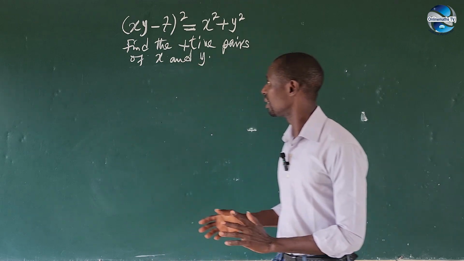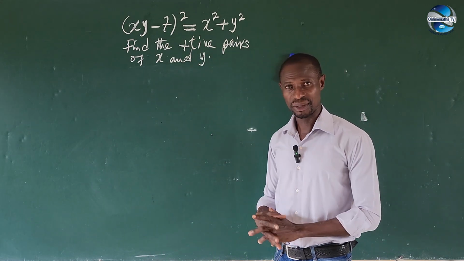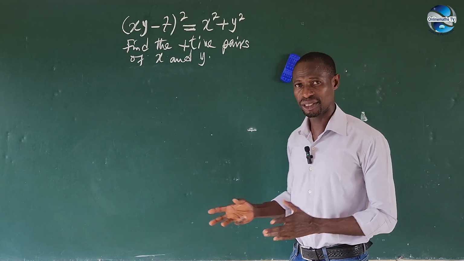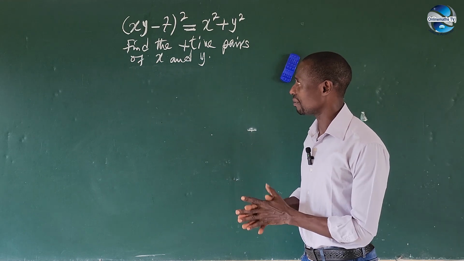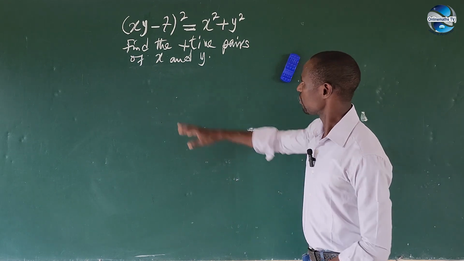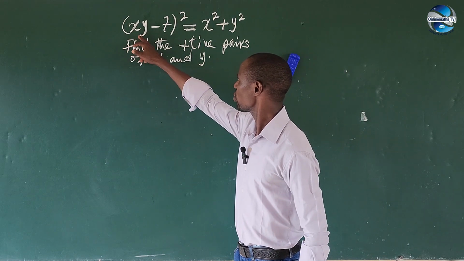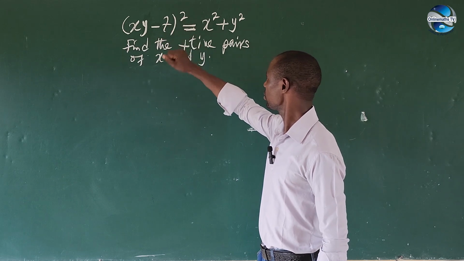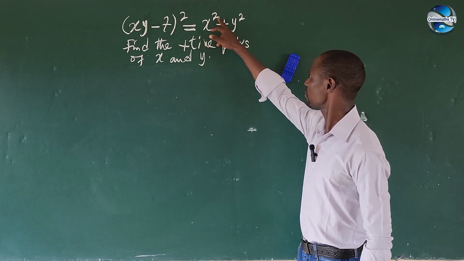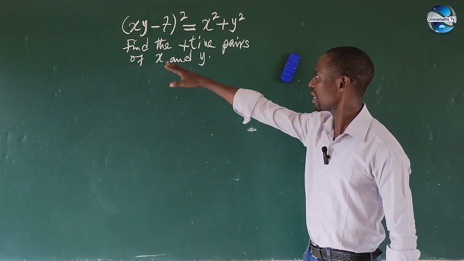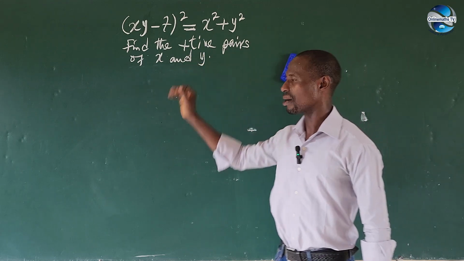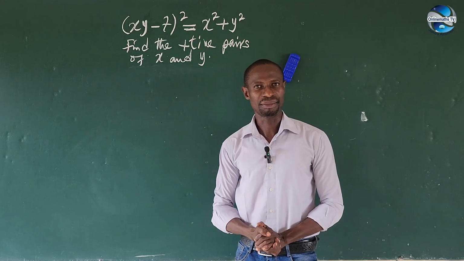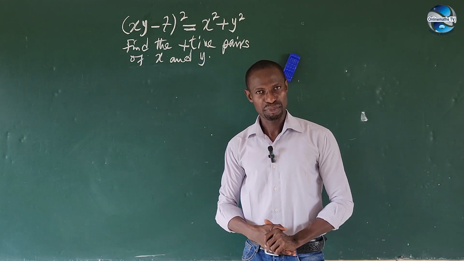Before us, we have a junior math Olympiad question, and I consider this to be one of the toughest algebra problems for the junior math Olympiad. The question reads: (xy − 7)² = x² + y². Find the positive pairs of x and y that will satisfy this math problem.